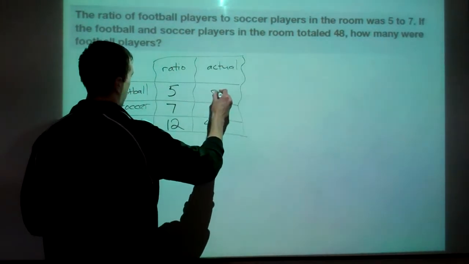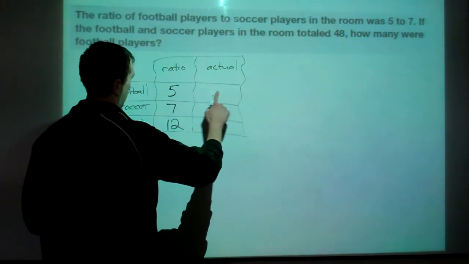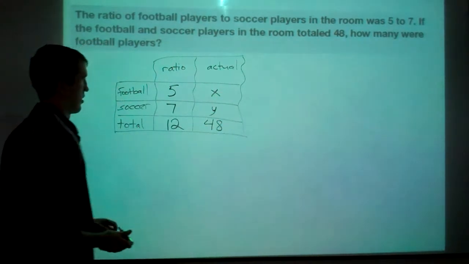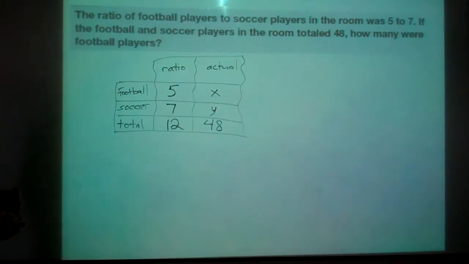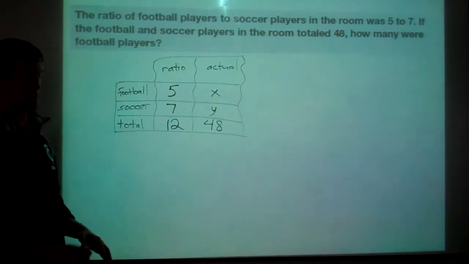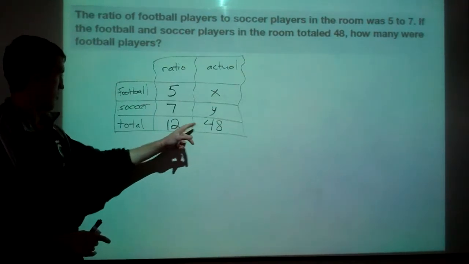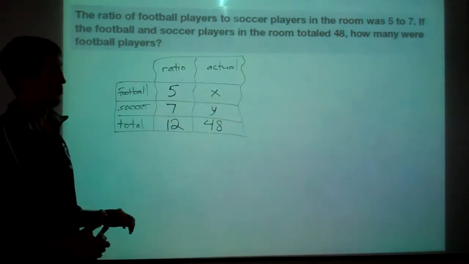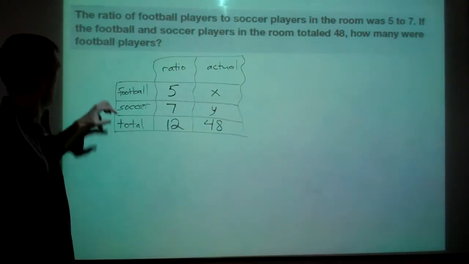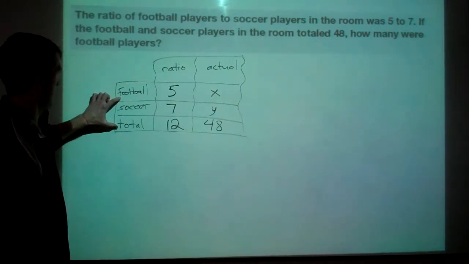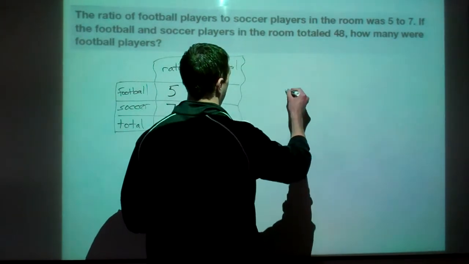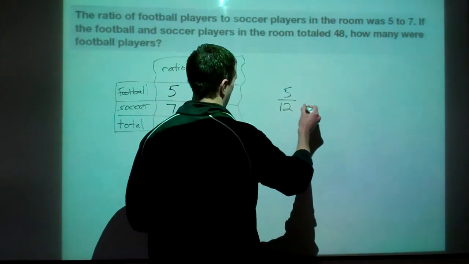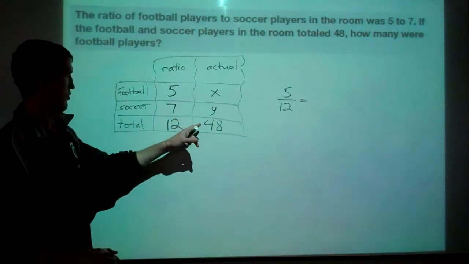We don't know how many football players there are. Let's use X and Y. We don't know how many soccer players there are. And we want to figure out how many football players there were. So remember what I said? We want to use the row that has two numbers with it. That's this one. And we want to use the other one that we are looking for. So we're looking for football. So we're going to use this row and this row, and what we have here is 5 over 12 equals x over 48.